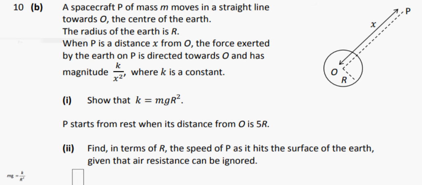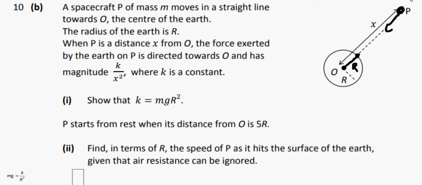A spacecraft P of mass m moves in a straight line towards O. So P, which is here, is moving towards O. Great. The radius of the Earth is r. So here to here is r, where P is the distance x from O, including the radius. So it's from the center of the sphere.